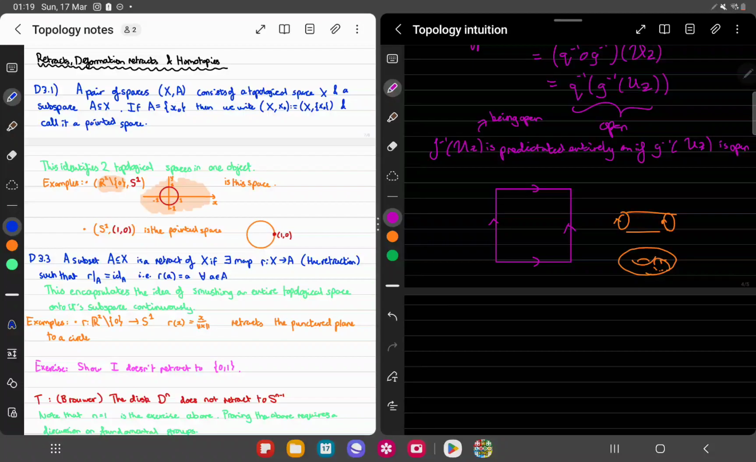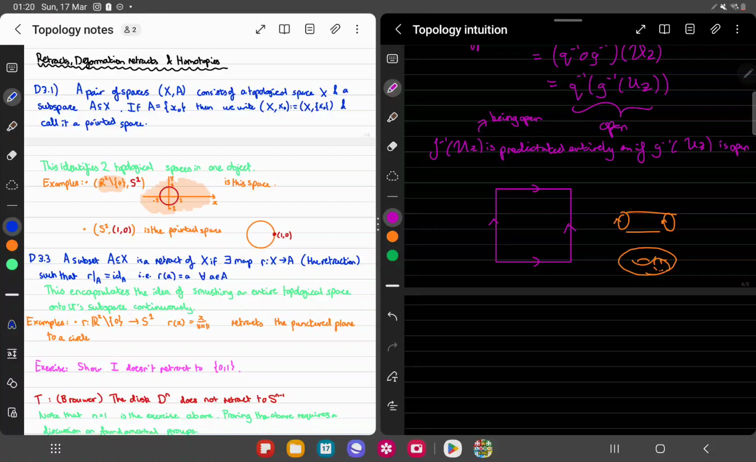S1 and the singleton {1, 0}. That's a pointed space because the second element, the subspace, is a singleton, which is how we defined what a pointed space was. So, simple as that.